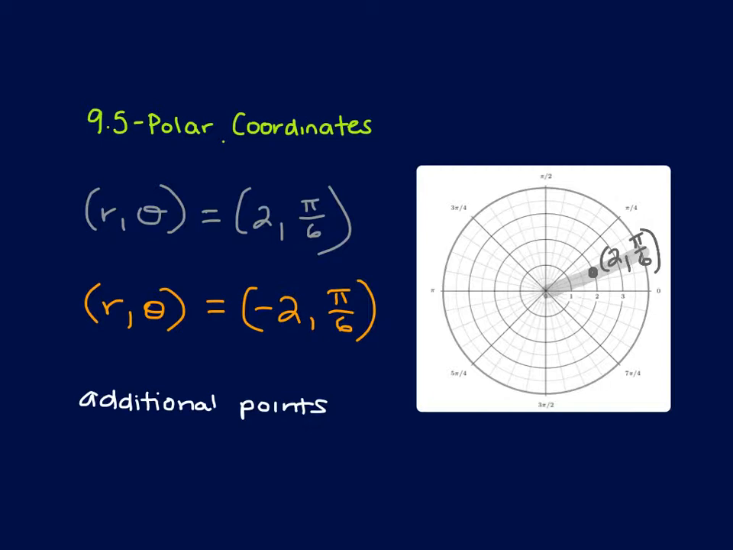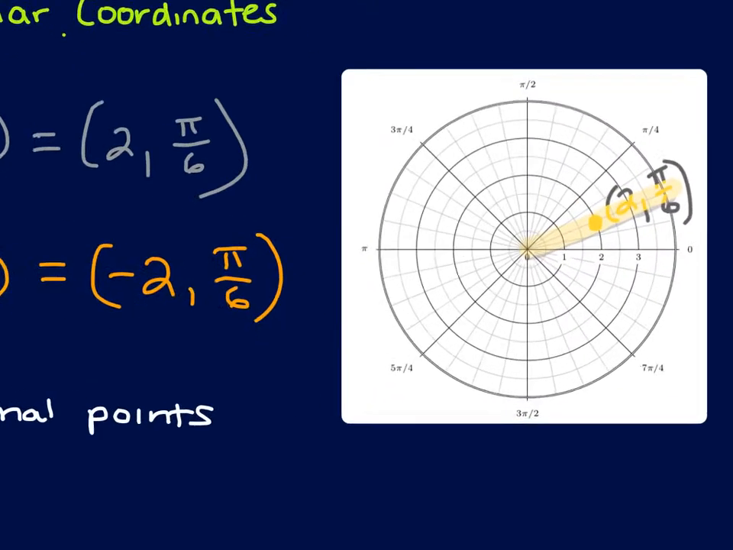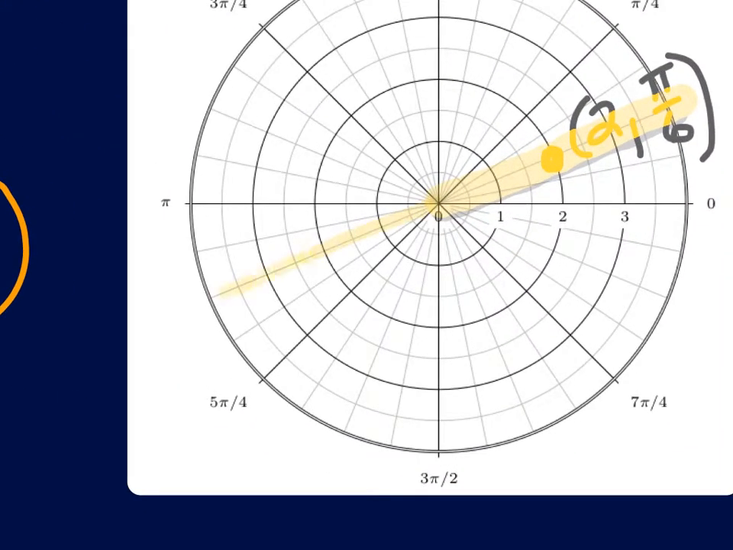The next one is negative 2, pi over 6. So remember, when the radius is negative, I would still start in the same location. So this is still pi over 6. But instead of working in that direction, I would locate the opposite ray, which is actually along this side, and move along that one. So it's still 2, but it's 2 on the opposite ray. This would be negative 2, pi over 6.